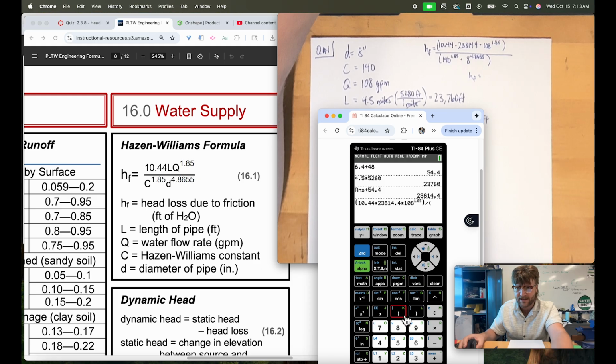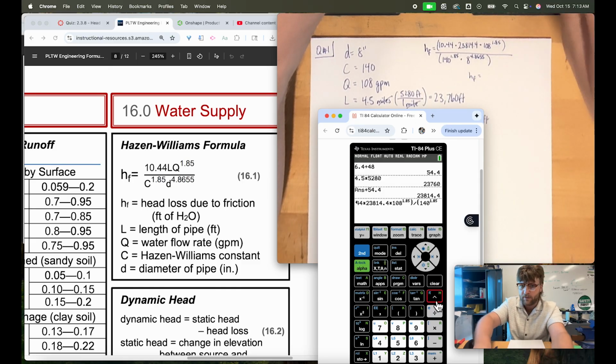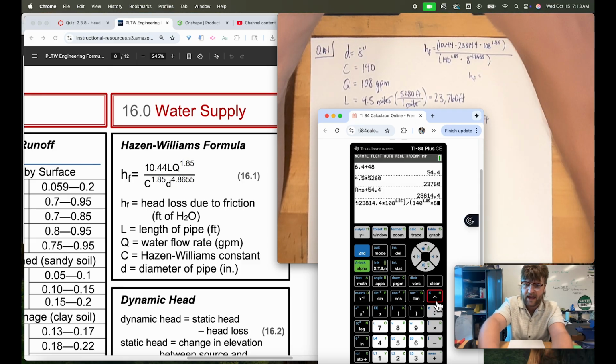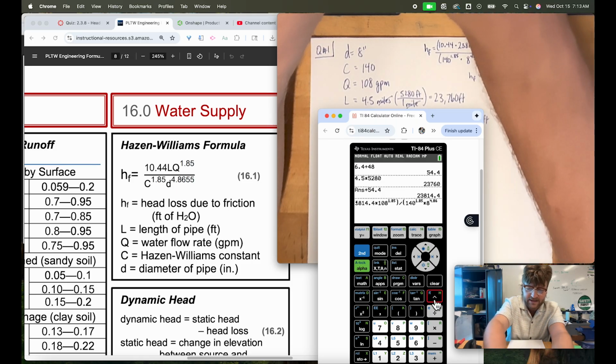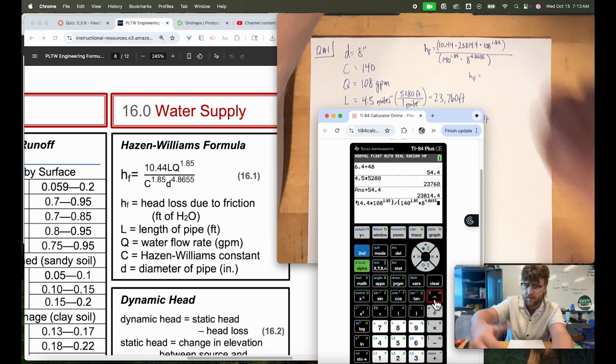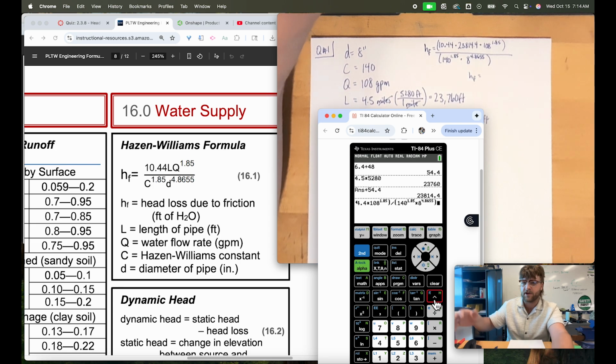Now we're going to divide by. We're going to use a big parenthesis again on the bottom. We're going to go 140. We're going to raise that to the power of 1.85. Then we're going to press right on the keypad. Then we're going to multiply that by 8. And then we're going to raise that diameter to the power of 4.8655 there. I'm going to press right on the keypad again. Then we're going to go right here. Now I can go ahead and press enter.